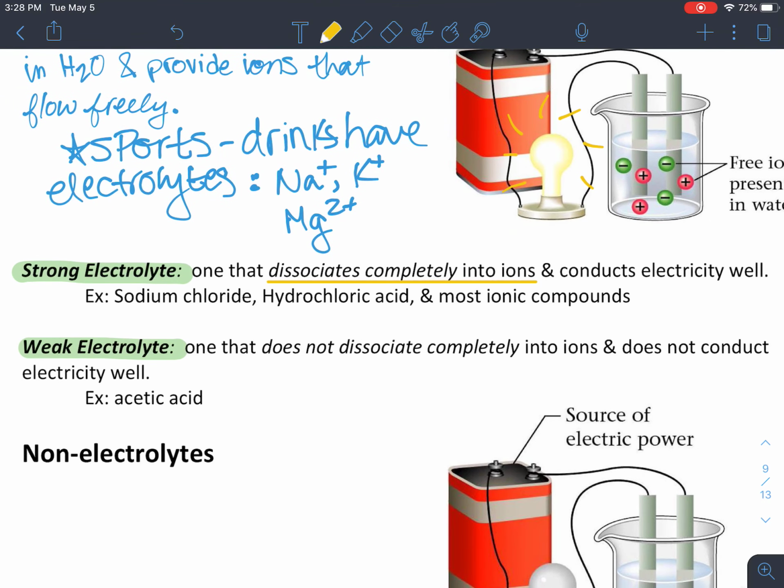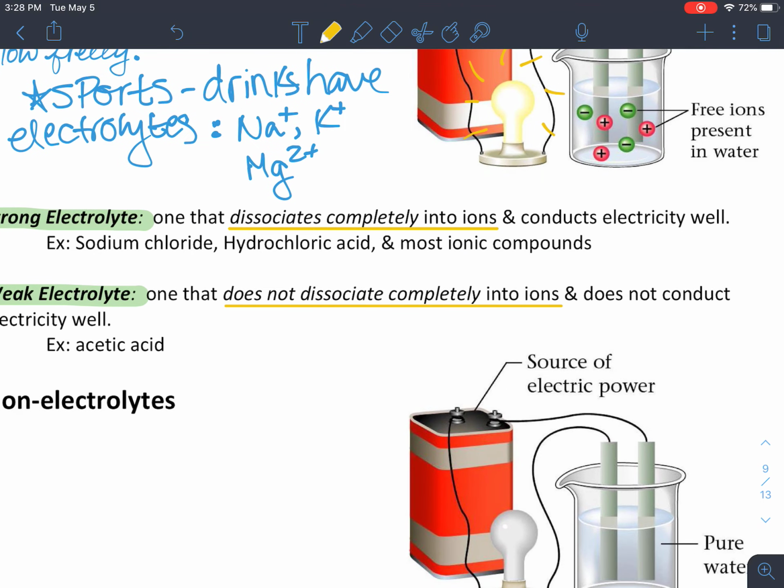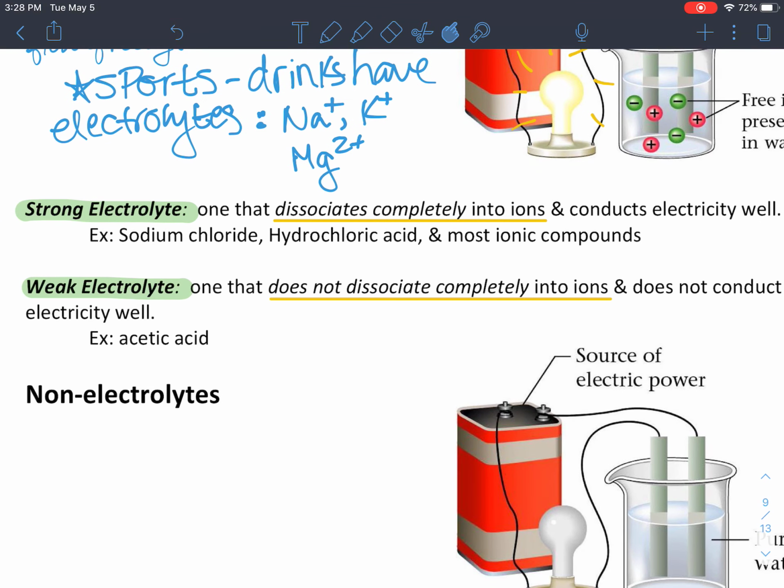A weak electrolyte is one that does not dissociate completely into ions. So only some of them ionize. You have a couple ions that separate from each other, but some of them stay together as well. That's called a weak electrolyte.